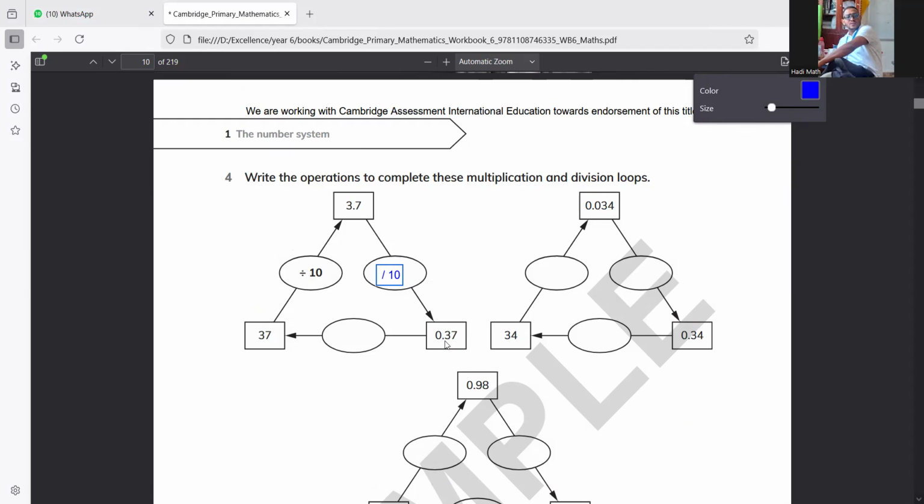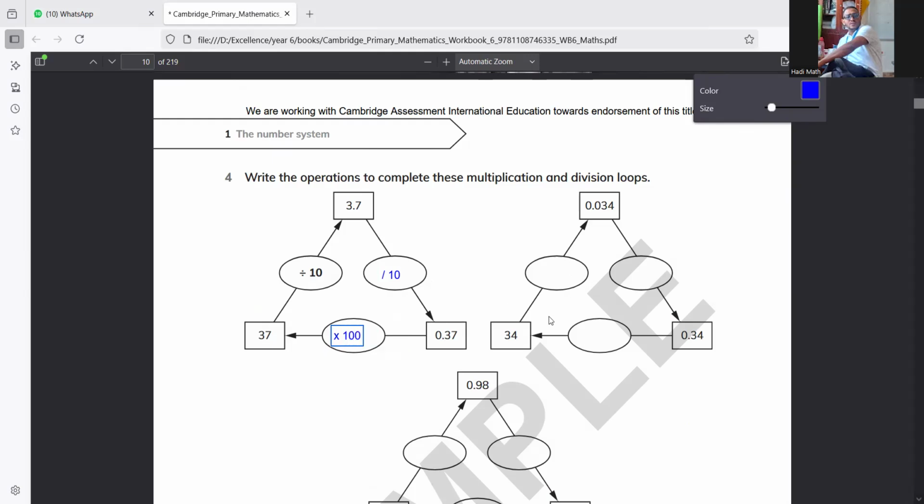And 0.37, they say multiply or divide a number, gives you what? 37. If you see, the decimal point has been removed, and there were two digits after the decimal point. So this is going to be what? It's going to be times 100.